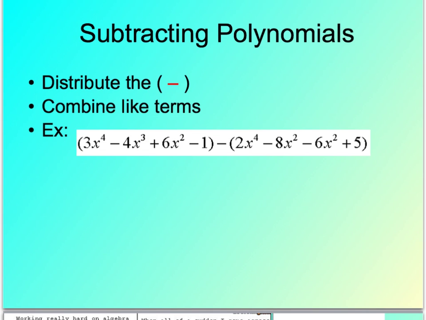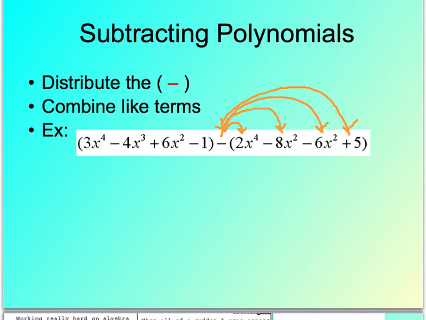Subtracting polynomials works much in the same way as addition. The only difference is I've got to distribute this minus sign right here to everything that comes behind it in the parentheses. So I'm going to give this minus sign to that term, to that term, to that term, and to that term. Now giving a negative to those terms only changes their sign, or their positive negative characteristic.